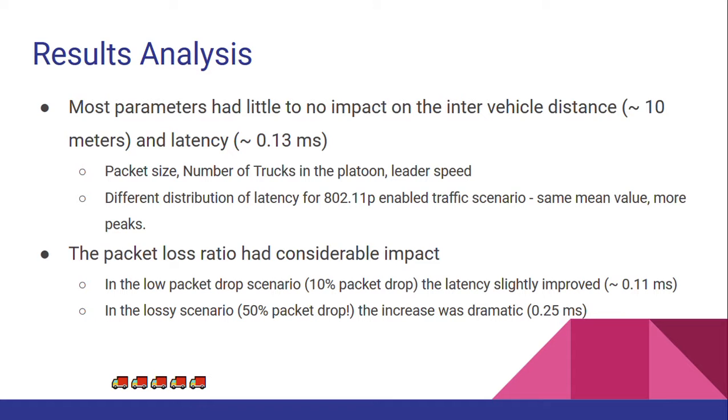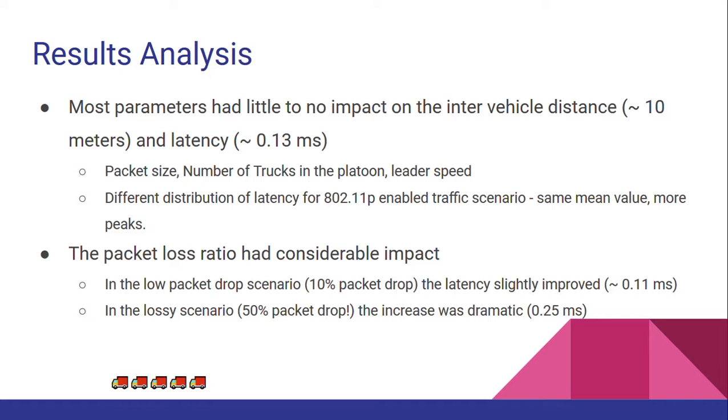So let's now speak about our results and our analysis on these results. It turns out that most parameters we were tweaking in our simulation, such as the packet size, the number of trucks in the platoon and the leader speed, had little to no impact on the actual metrics. These metrics are the inter-vehicle distance and the latency. The average or mean values of these metrics was observed to be 10 meters for the vehicle distance and 0.13 milliseconds for the latency.